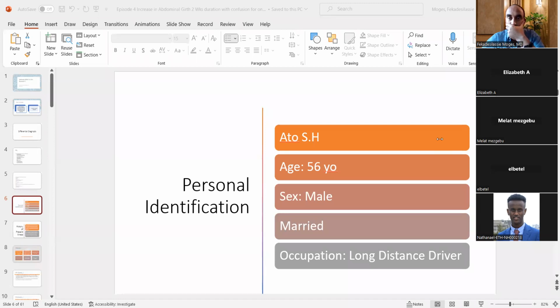How long have you been diagnosed with hypertension? I don't remember. I'll tell you. I think 10 years or something. I don't remember exactly.